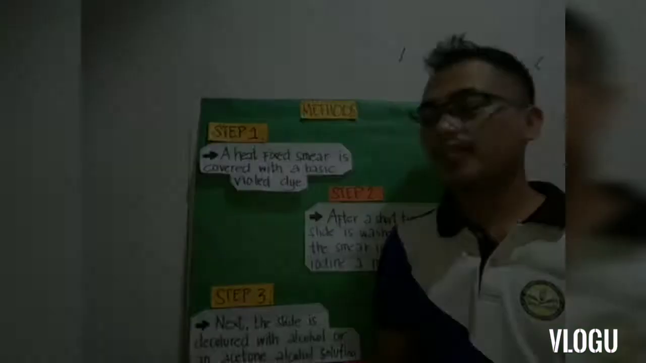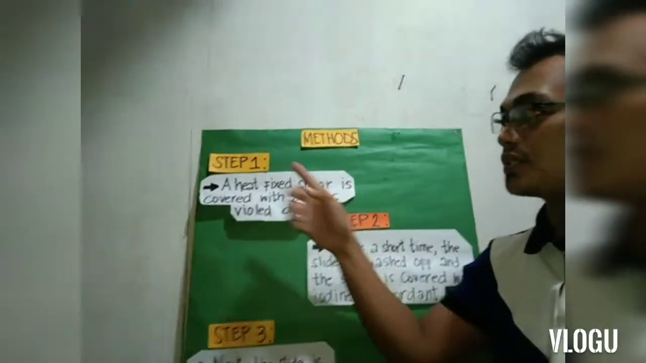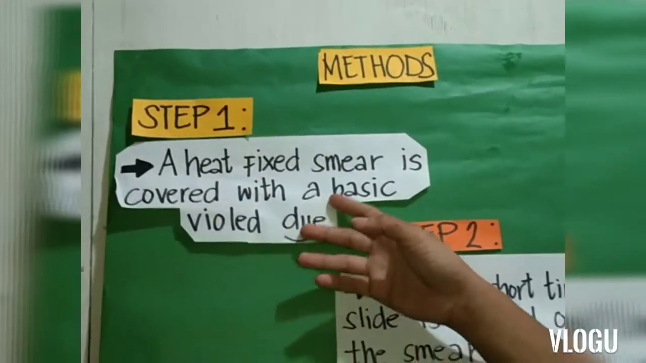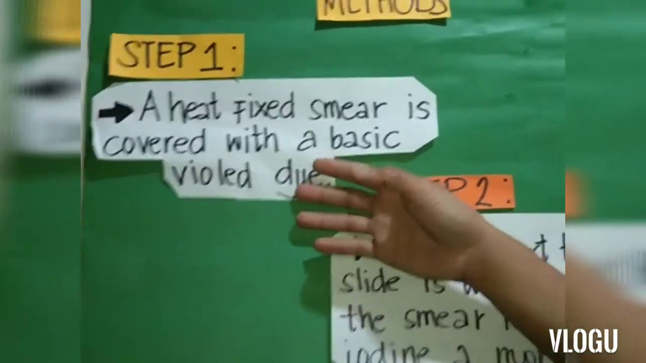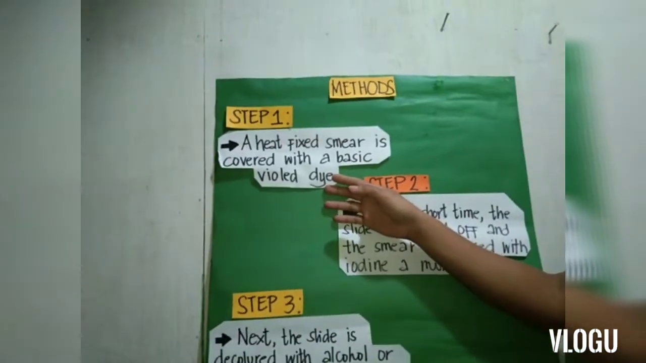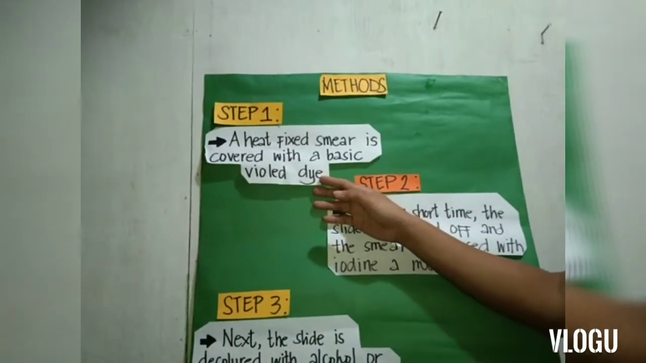Okay class, these are the methods of differential staining. There are four steps. Step one, a heat-fixed smear is covered with a basic violet dye, for example, crystal violet. This stain imparts color to all cells. It is referred to as the primary stain and is applied first.